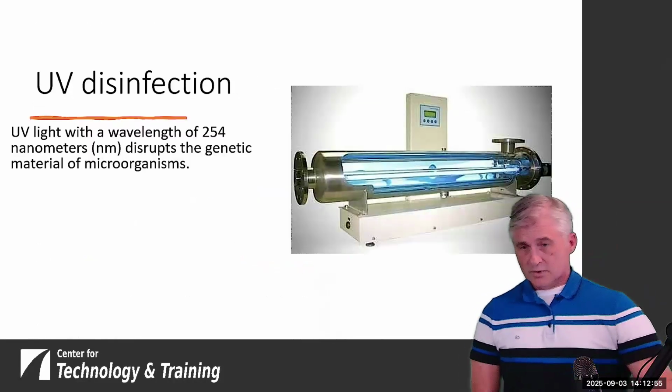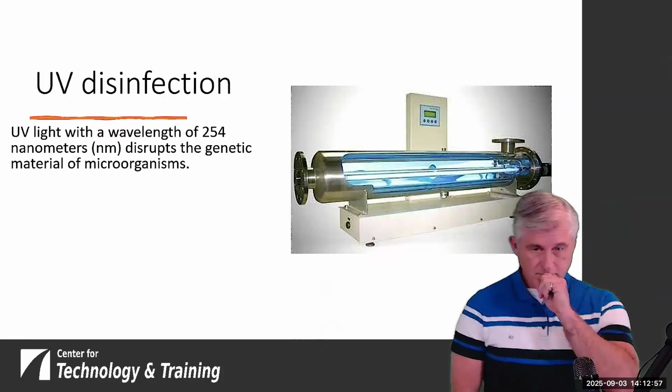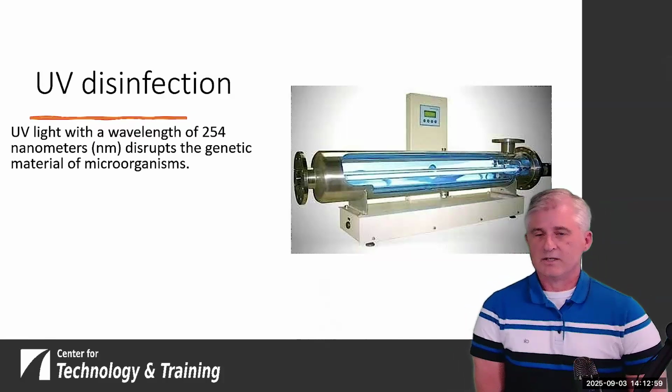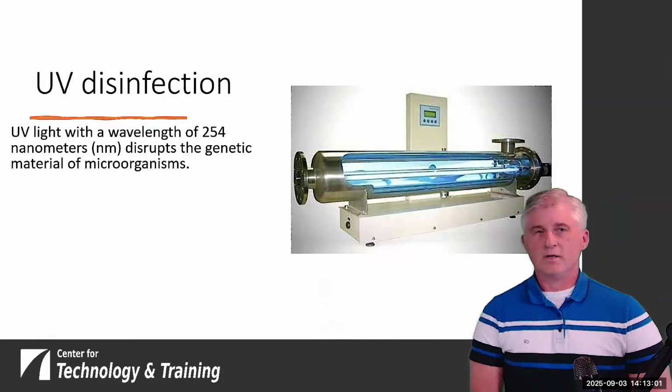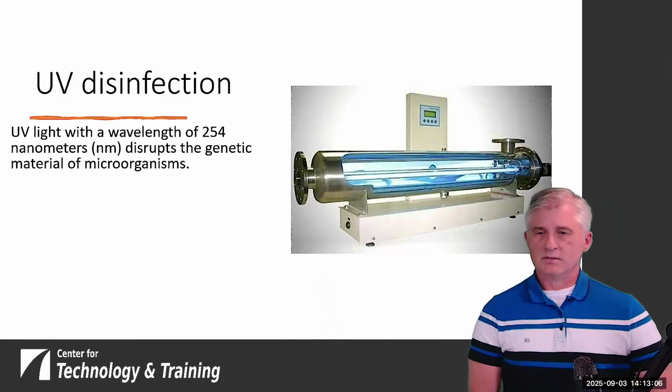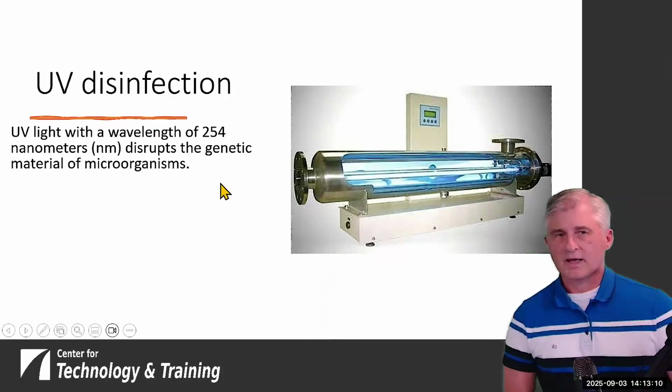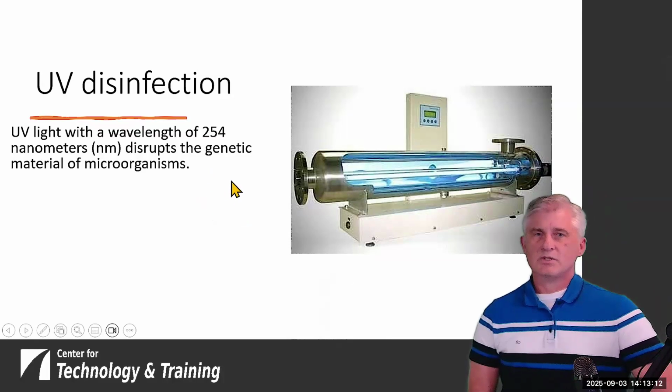All right. So I had mentioned there were three main ways that we can do disinfection. UV is the second of the three. That's when we've got UV light with a wavelength of 254 nanometers, and it messes with the genetics of our pathogens.